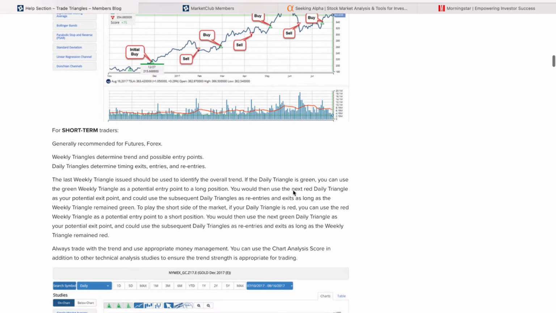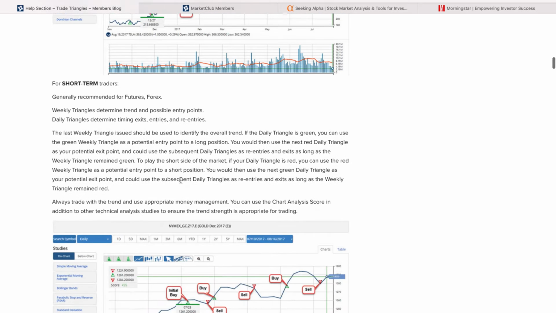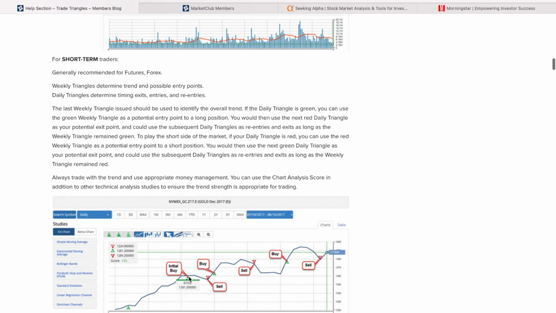Okay, and for short-term traders, which Marketclub usually recommends for futures or forex, they use the weekly triangles to determine an entry point and the daily triangles to determine the exit, entries and re-entries. You can see here a weekly green, they enter, red they come out, green daily they enter, red they come out, so on and so forth. But I don't really use this, so I won't really be commenting much about it.